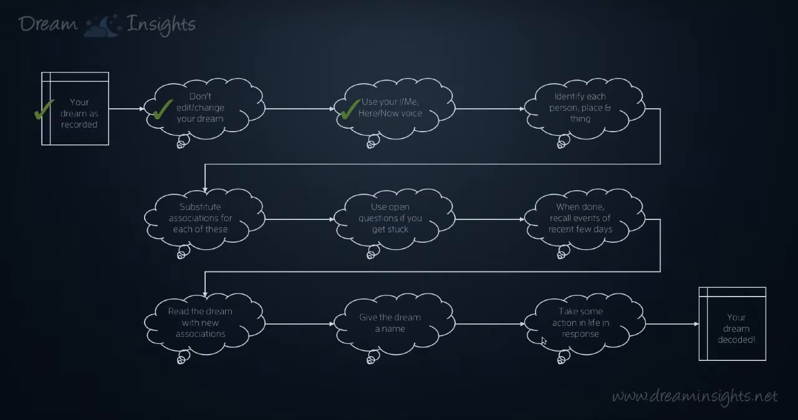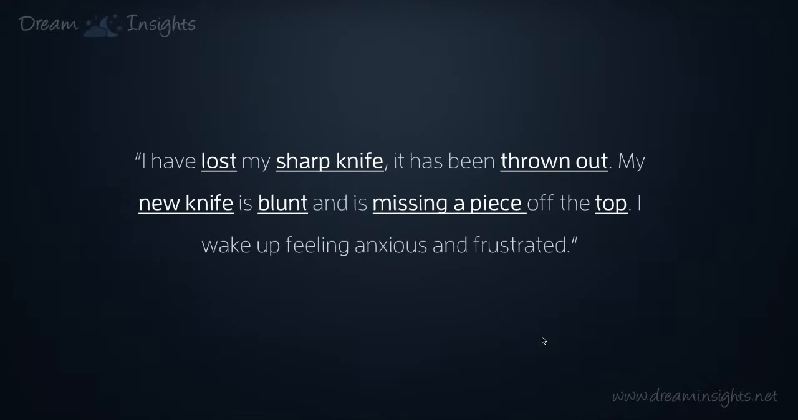So as you can see, we've done the first 3 steps. We've taken the recorded dream, we've not changed it, and we've asked Jane to replay the dream in I, me, here and now. Now it's time to move on to the first major part of the decode, identifying all of the people, places, things, events, etc. In other words, each of the dream elements. Here I've highlighted each dream element: lost, sharp knife, etc.